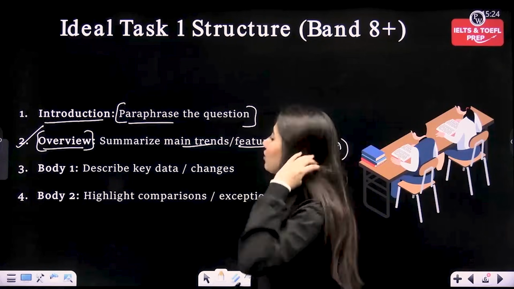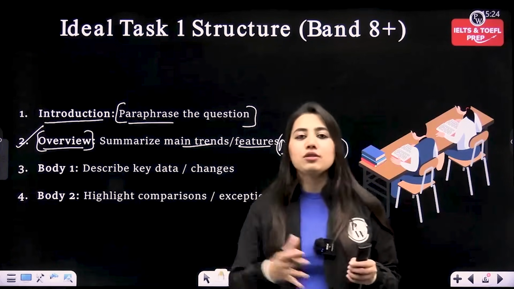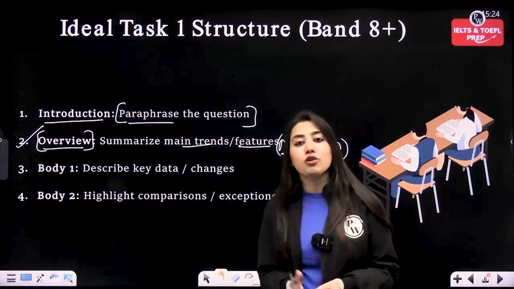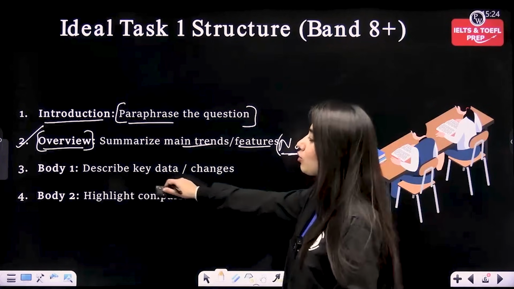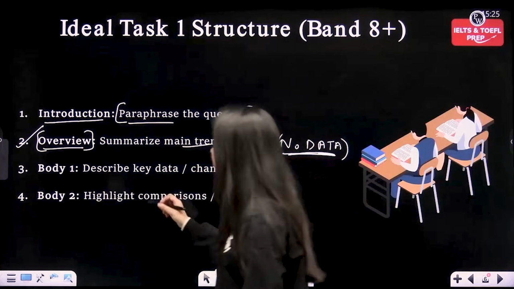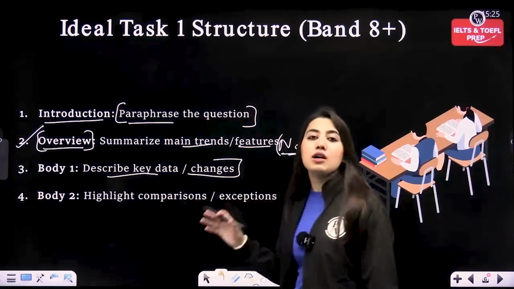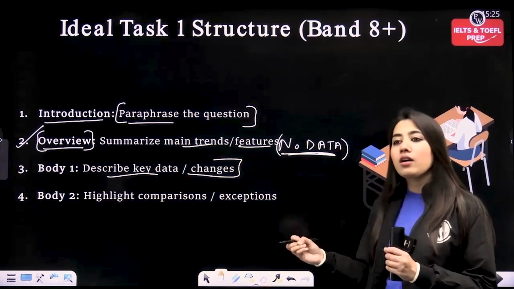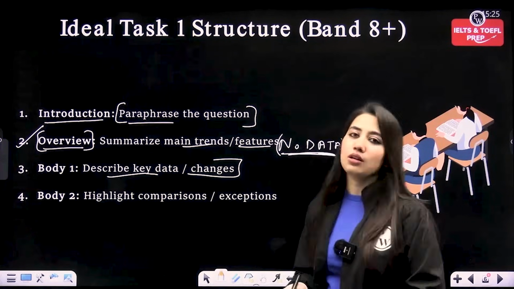Now, next to the overview, we have body one, in which you actually start describing the data, the figure of yours, whatever the kind of figure you get. You will actually start describing that over here now. Okay. Describe the key data, the changes, but while describing, use the data wisely, so that you are combining all together, you're grouping the data. That's very much needed over here.